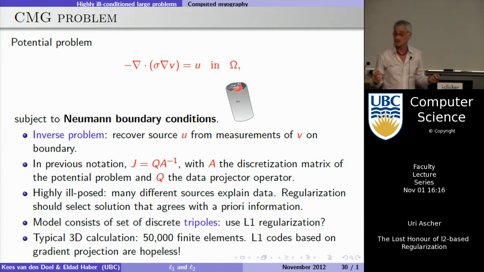So the question is, what should we do? Rush to fix the codes? Or maybe we should first figure out whether there's a problem here to solve. Does it make sense to solve the problem?